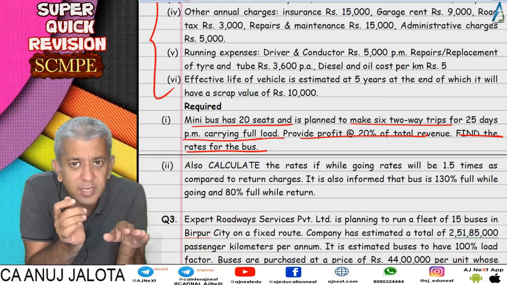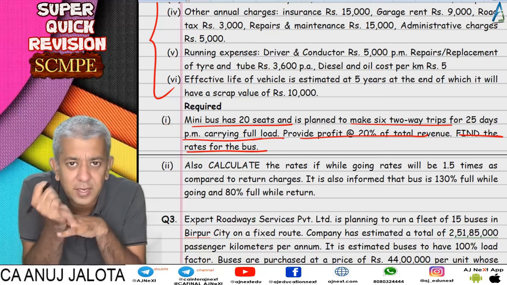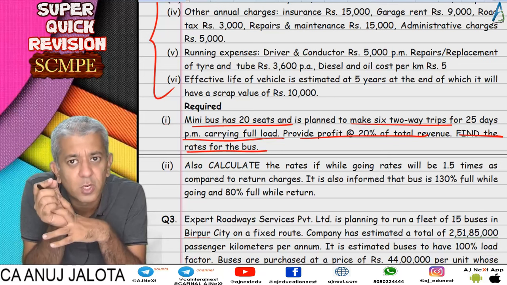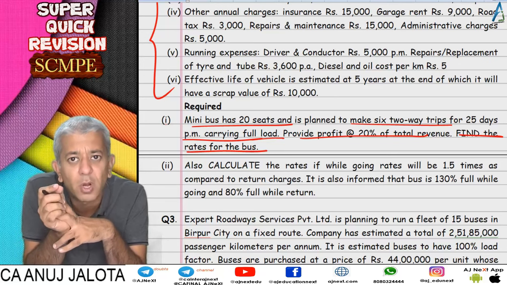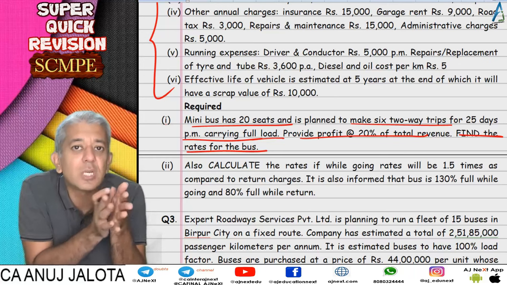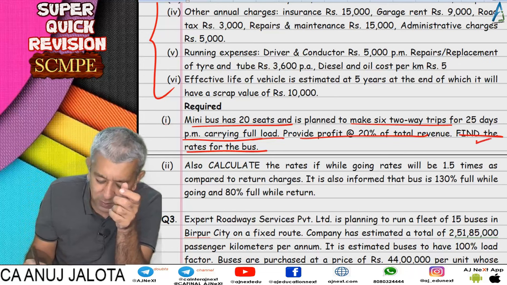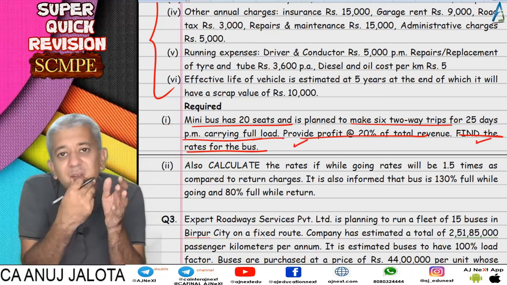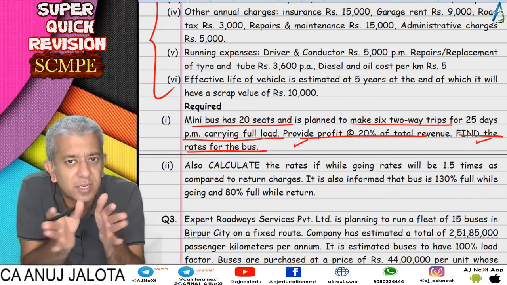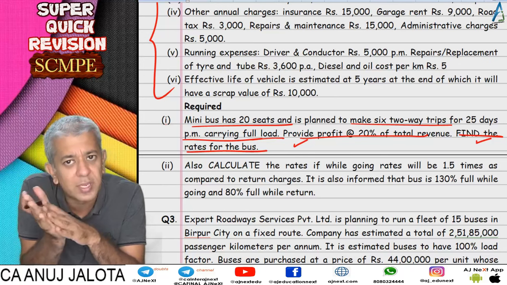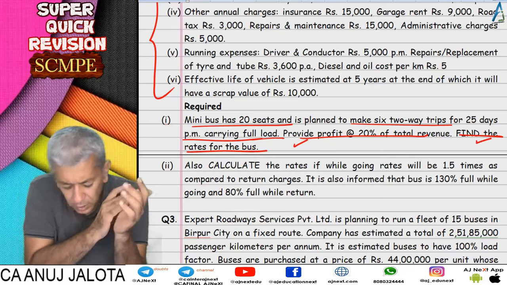So therefore, we gathered all the expenses for one entire year. Once we did that, we added up our profit margin, we got our revenue. Once we got the revenue, we divided by number of passenger kilometers for the entire year. And that is how we got the rate for the bus. Now, in this case, in part one, there was only supposed to be one single rate. And that one single rate in this case will be applicable for going and coming. Now, that was your part one.